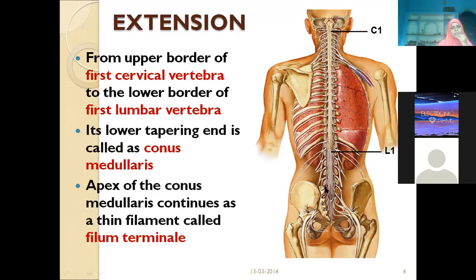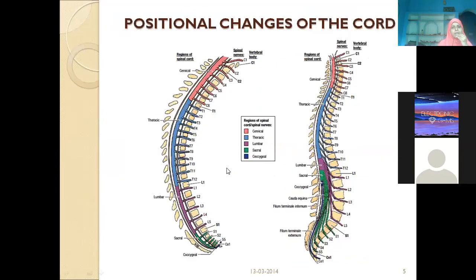Okay, then you will have a bundle of nerves, what is this? Cauda equina, isn't it? So the lower tapering end is like a cone, which is conus medullaris. So the tip of the conus medullaris is now continuing as filum terminale. Okay. Now the position changes of the cord.